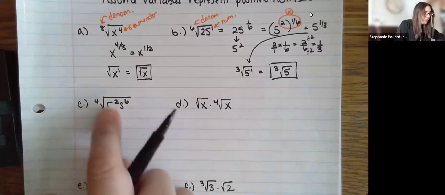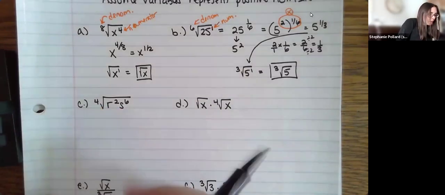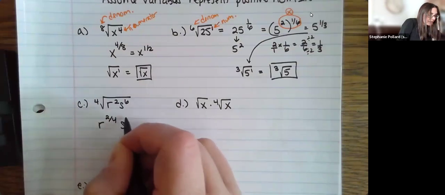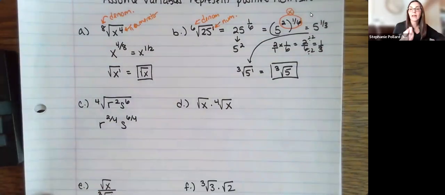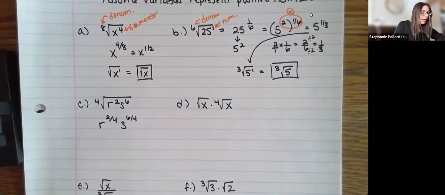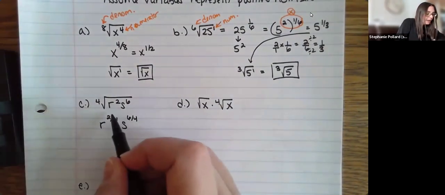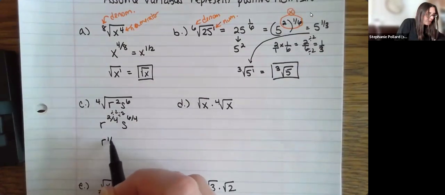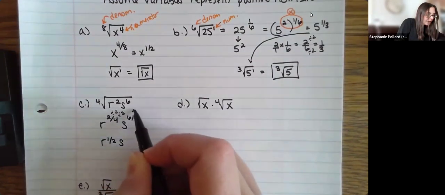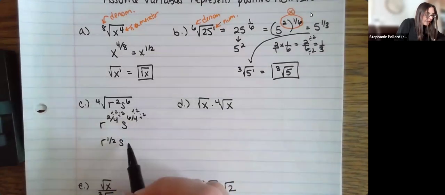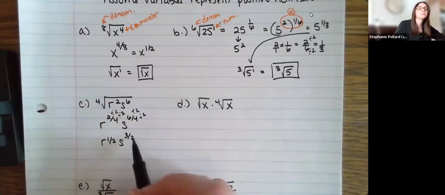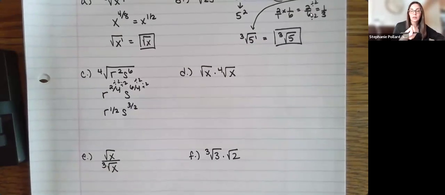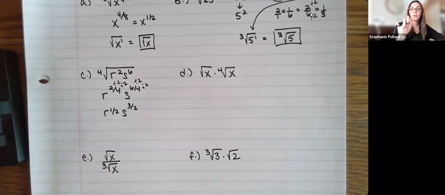Here I have the 4th root of both of these. So what that will look like is r to the 2 over 4 and s to the 6 over 4. So they both get that denominator of 4. I am going to simplify, so I can divide these both by 2 here to give me r to the 1/2. And then these can also get divided by 2 to give me s to the 3/2. Now notice they both have a denominator of 2 here, right? So they're both square roots.